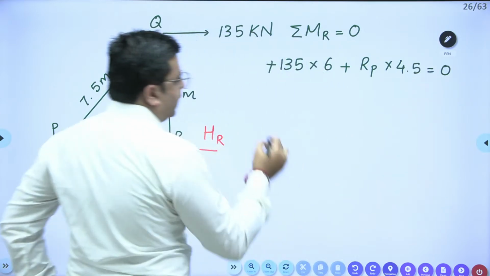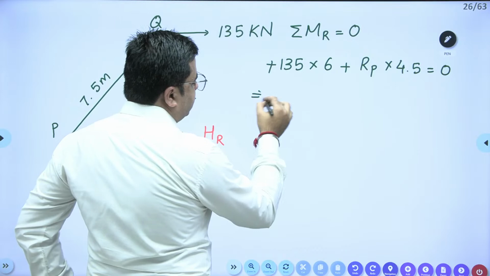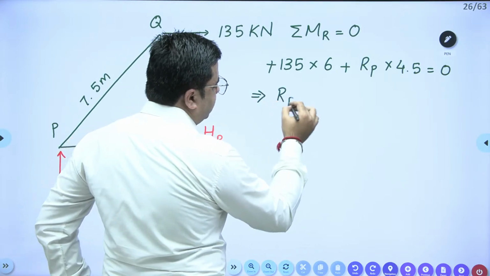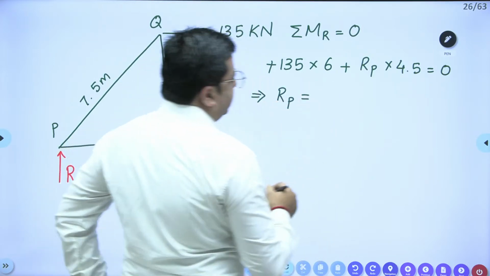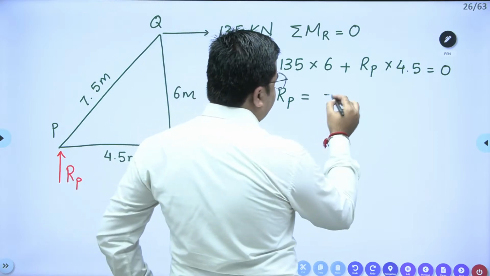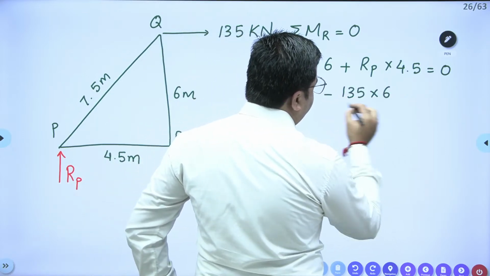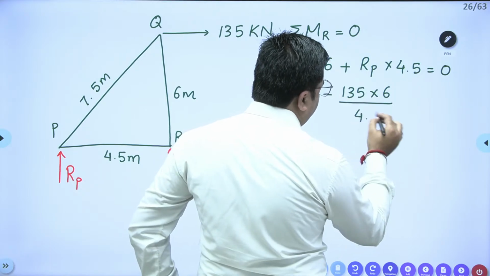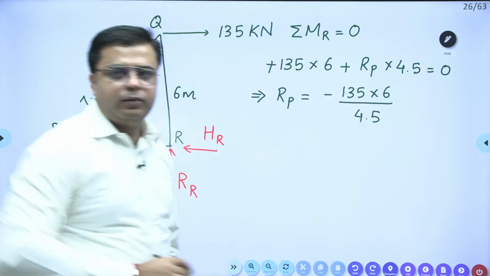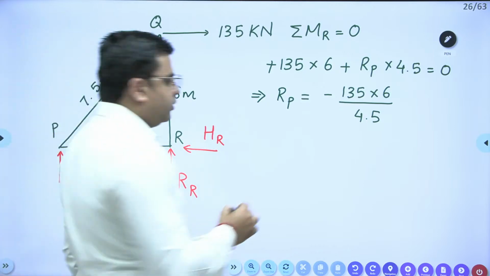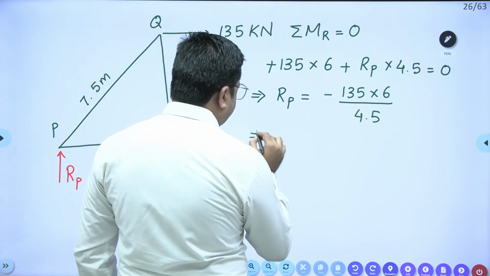Calculate the value of RP and tell me. So RP is minus 135 into 6 divided by 4.5. Quickly get me the value of RP. 180 kilonewton downwards.